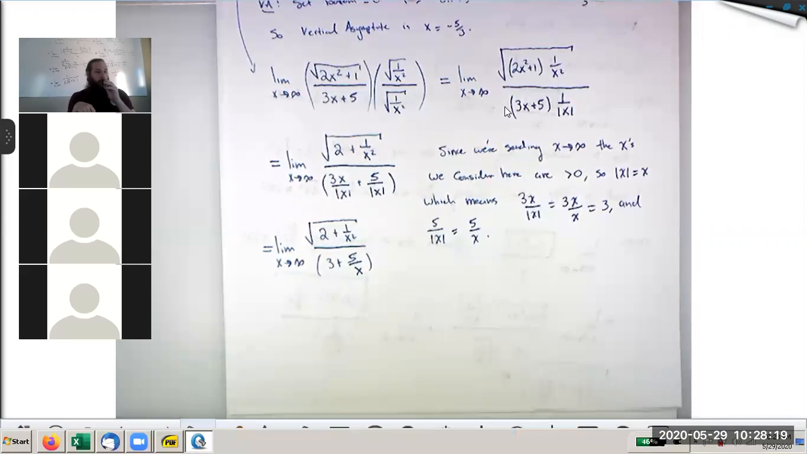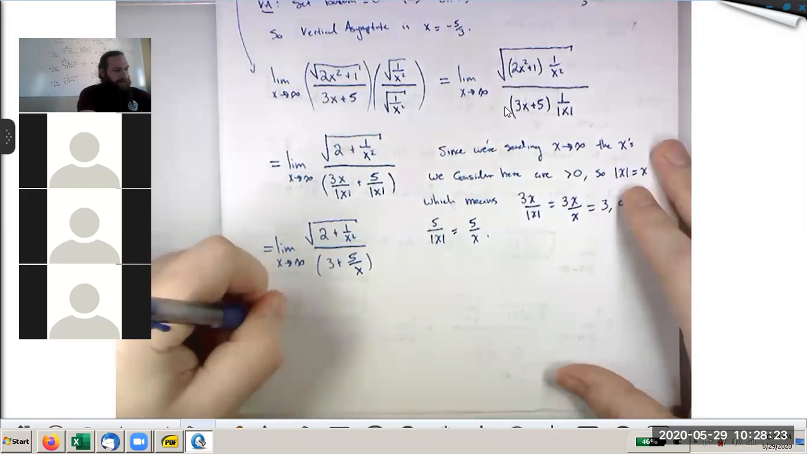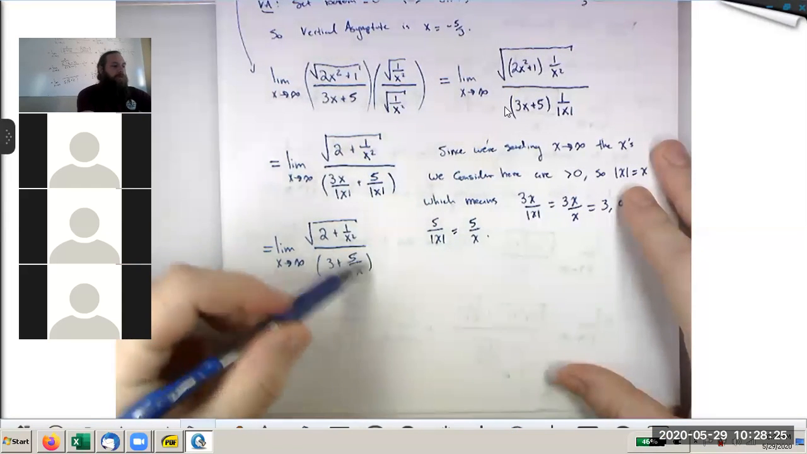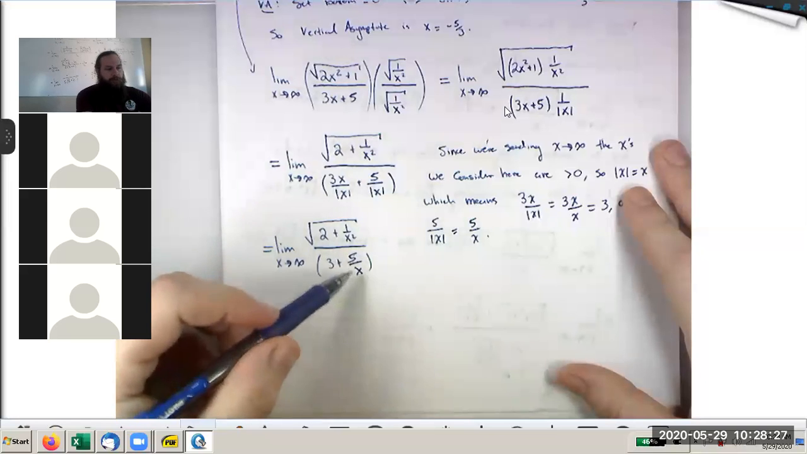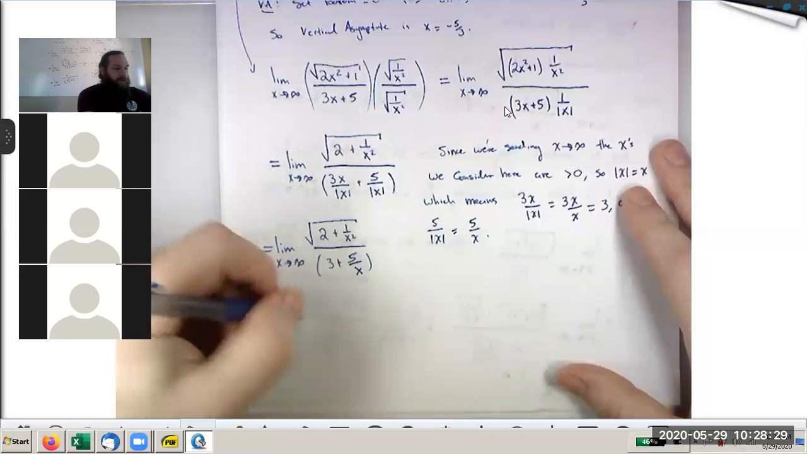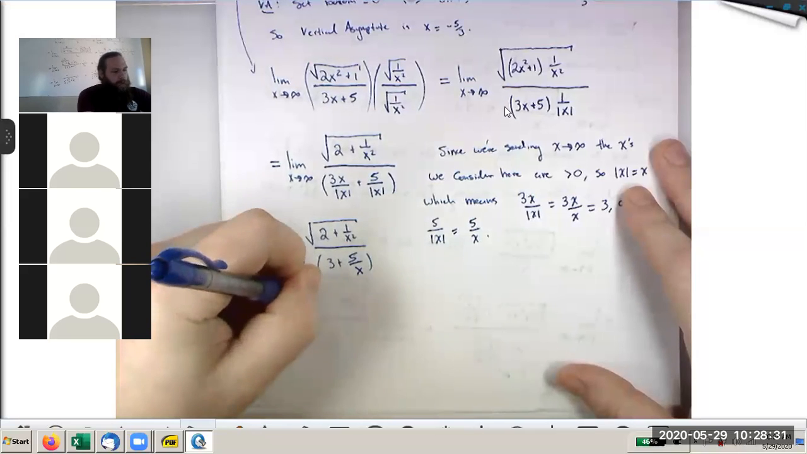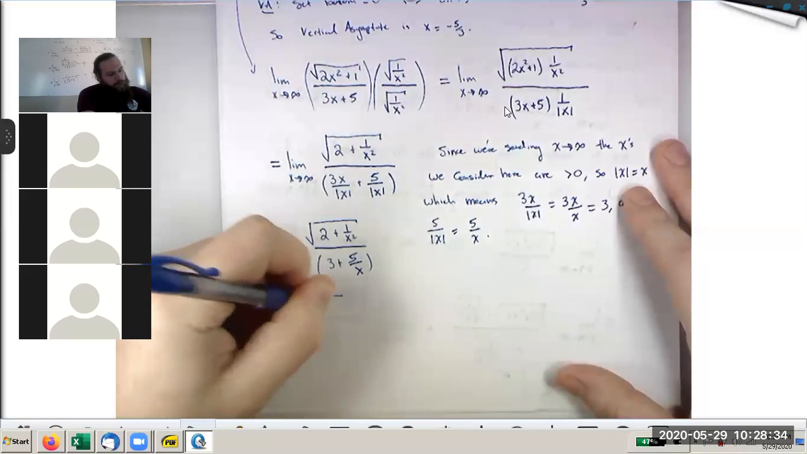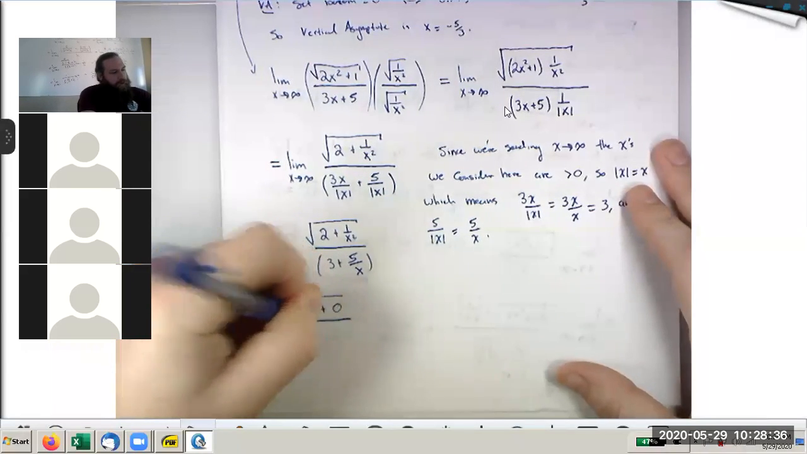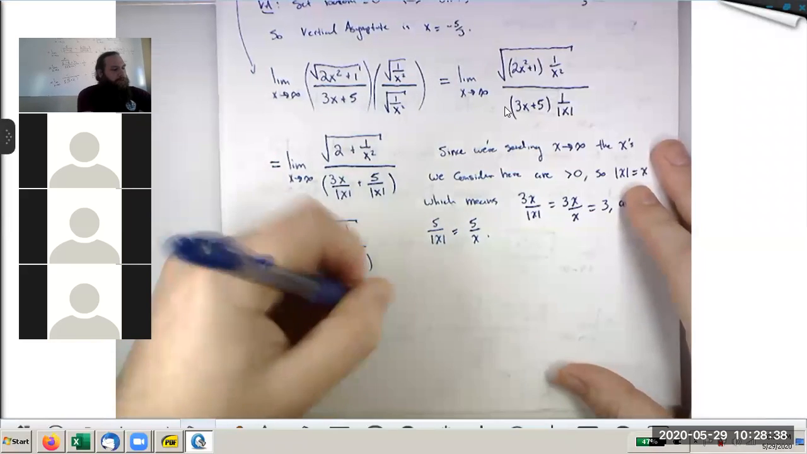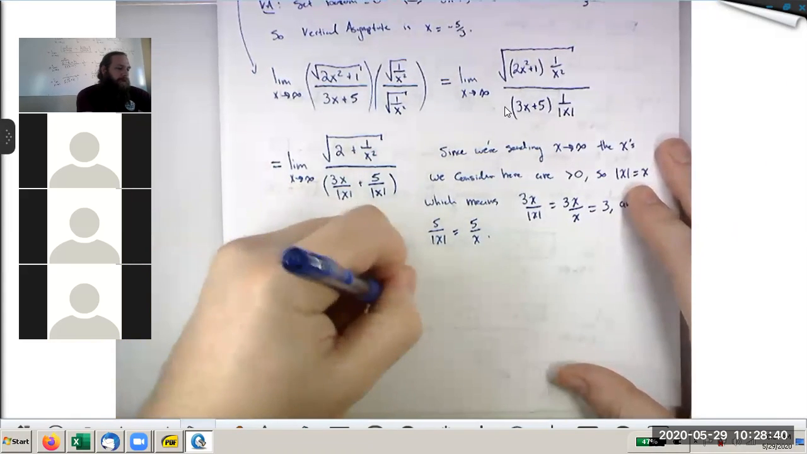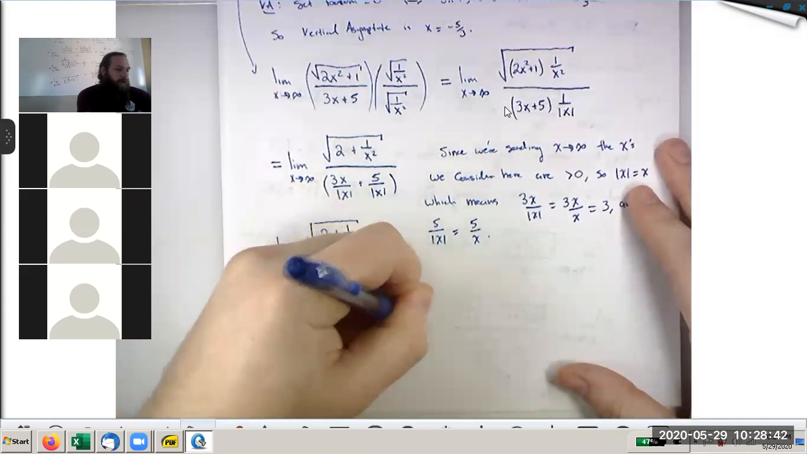It gives 0, so I think the limit is going to give us 2/3. Almost. So the 5 over x term will go to 0, that's correct. And the 1 over x squared will go to 0. But upstairs there's a square root. So it's going to be the square root of 2 plus 0 divided by 3 plus 0. Rather than 2, it'll be the square root of 2 over 3.